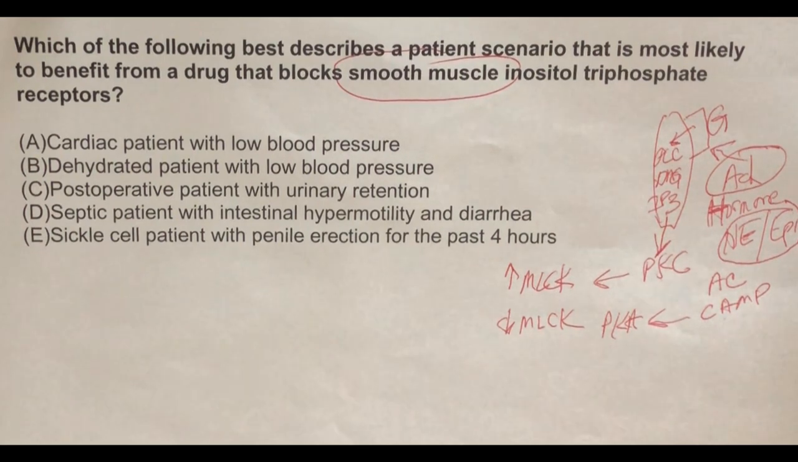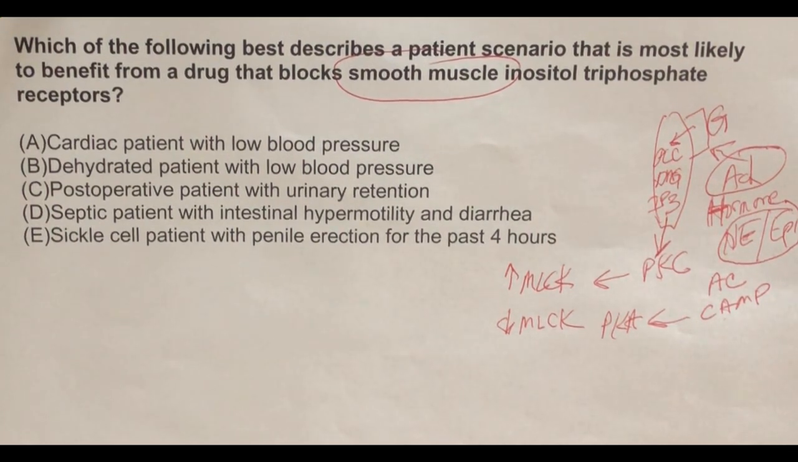Let's see. Let's go to C. A post-operative patient with urinary retention. Urinary retention means the smooth muscle in the wall of the urinary bladder is relaxed. Remember, when we urinate, we contract the urinary bladder. So urinary retention, just like A and B, is associated with smooth muscle relaxation.